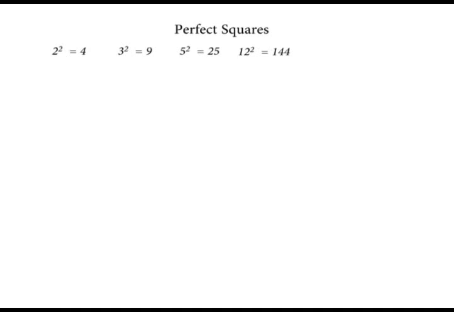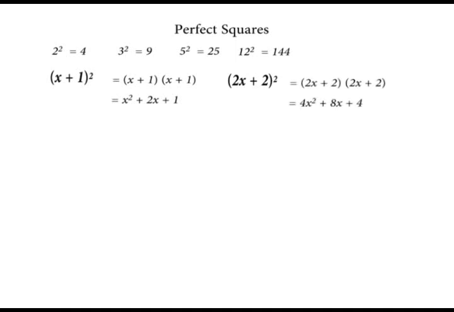Equally, we have perfect squares in quadratic expressions. For example, x plus 1 squared when expanded will give us x squared plus 2x plus 1. Also, 2x plus 2 squared when expanded will give us 4x squared plus 8x plus 4. The two expressions, x squared plus 2x plus 1 and 4x squared plus 8x plus 4, are perfect squares.